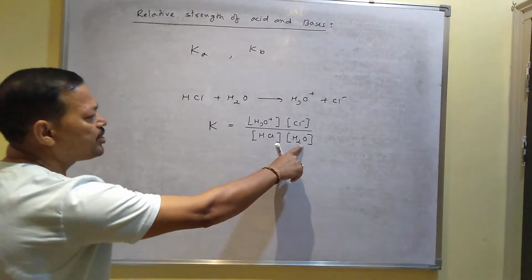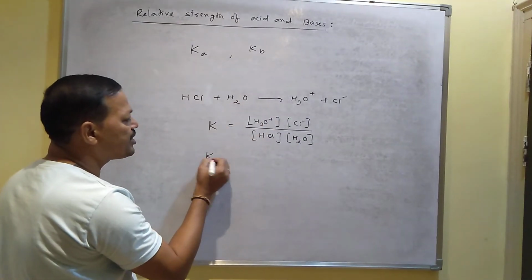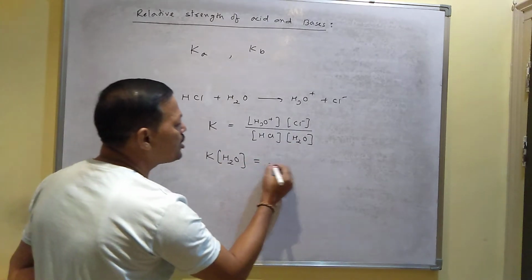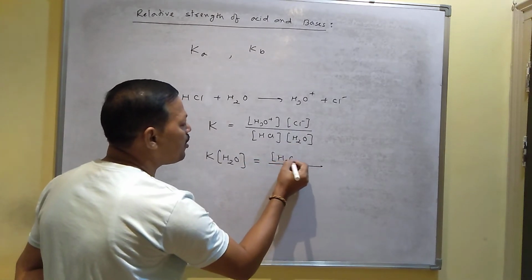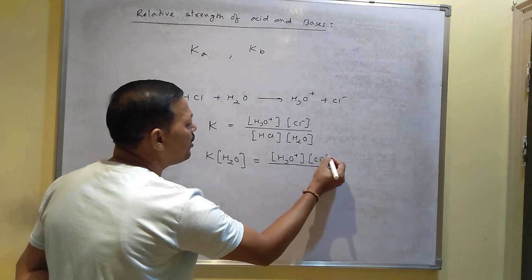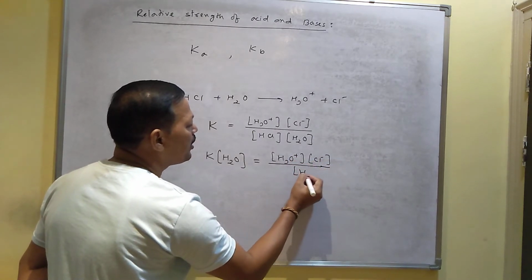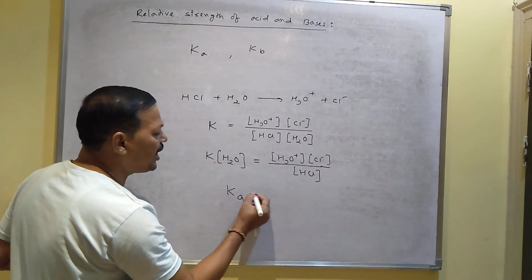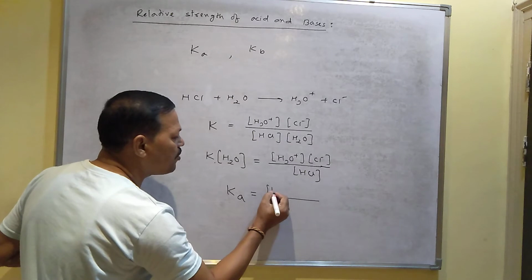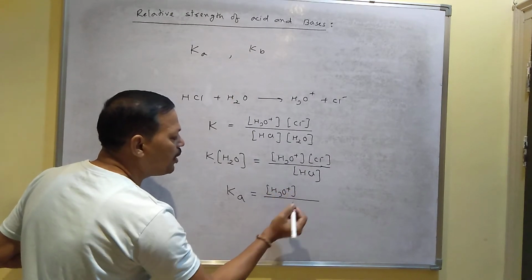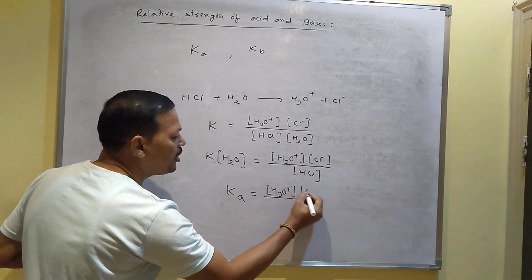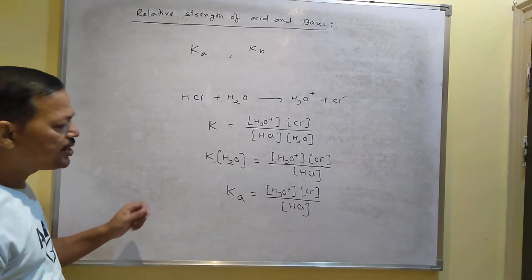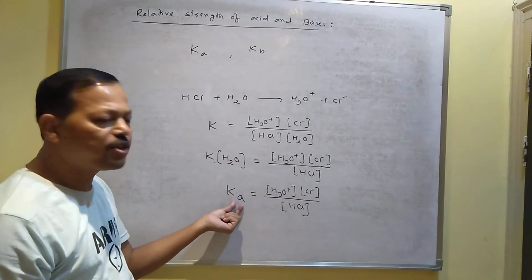Since the water concentration remains almost constant in the reaction, you can multiply the constant K into H2O, then this will remain as multiplication of the concentration of hydronium ion and chloride ion divided by concentration of HCl. This K into H2O you can write as Ka, I mean dissociation constant of acid. So K is equal to multiplication of hydronium ion into chloride ion divided by concentration of HCl. So this is the process how to find out the dissociation constant of acid.